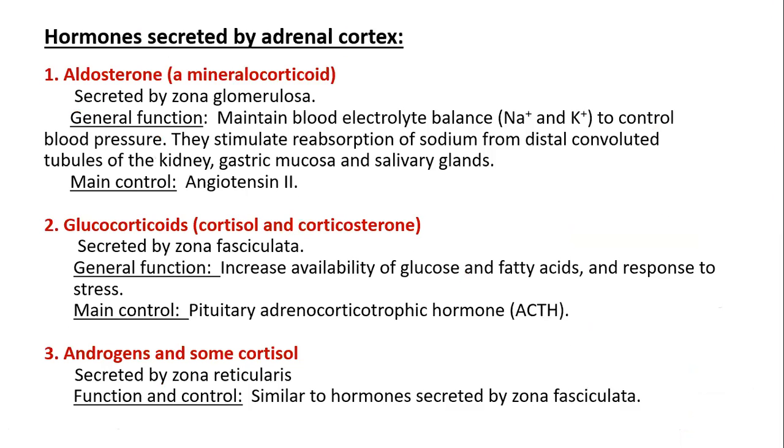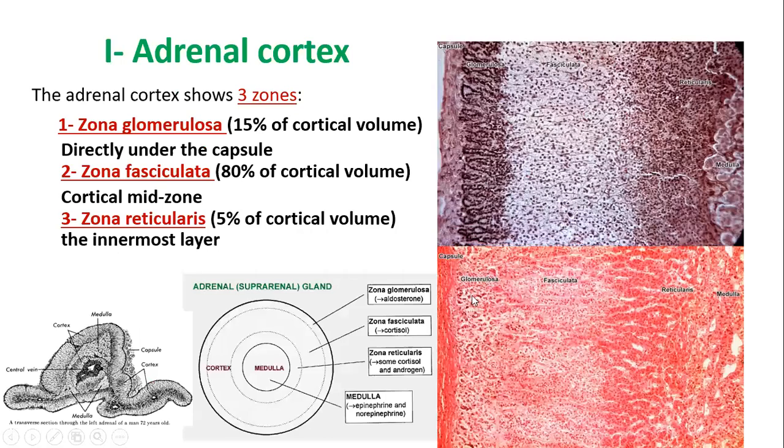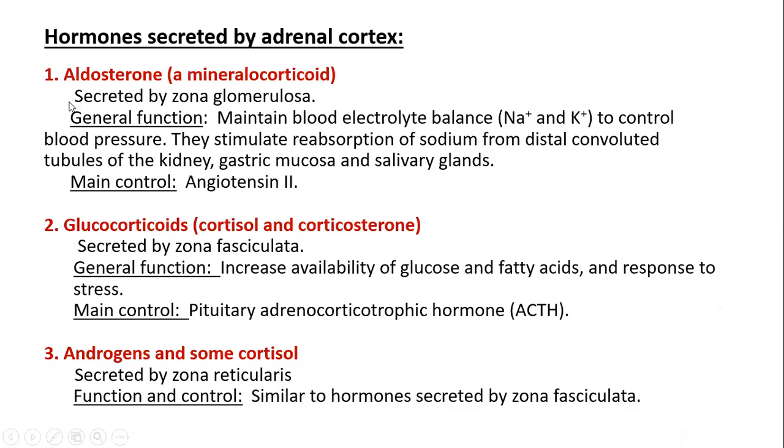Now coming to the hormones secreted by the adrenal cortex. The adrenal cortex will be secreting some very important hormones. Which are those? The first is aldosterone, which is also called the mineralocorticoid, secreted by the zona glomerulosa, the outermost layer. This is the zona glomerulosa, which you saw here. This will secrete the aldosterone.